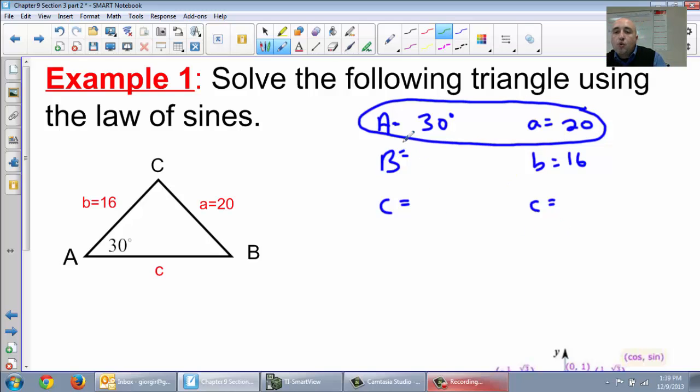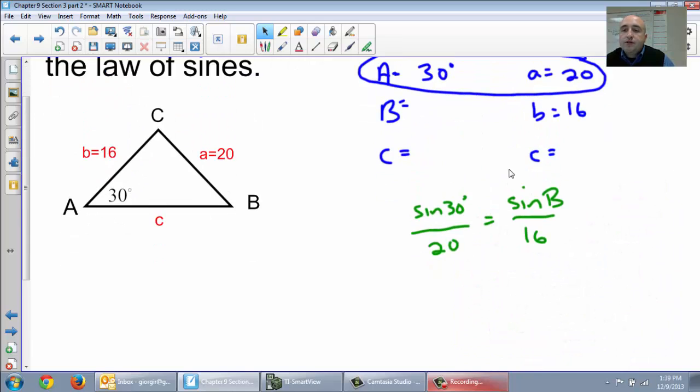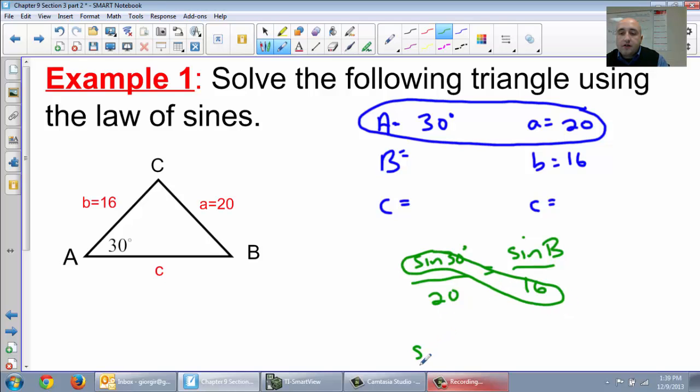I'm going to start the problem down here with my a's. Sine of 30 degrees divided by 20 is equal to, the only other piece of information I know is little b. Little b is 16, and we're trying to find angle B, so sine of angle B. Let's cross multiply. Sine of 30 degrees times 16 is equal to 20 times the sine of B.